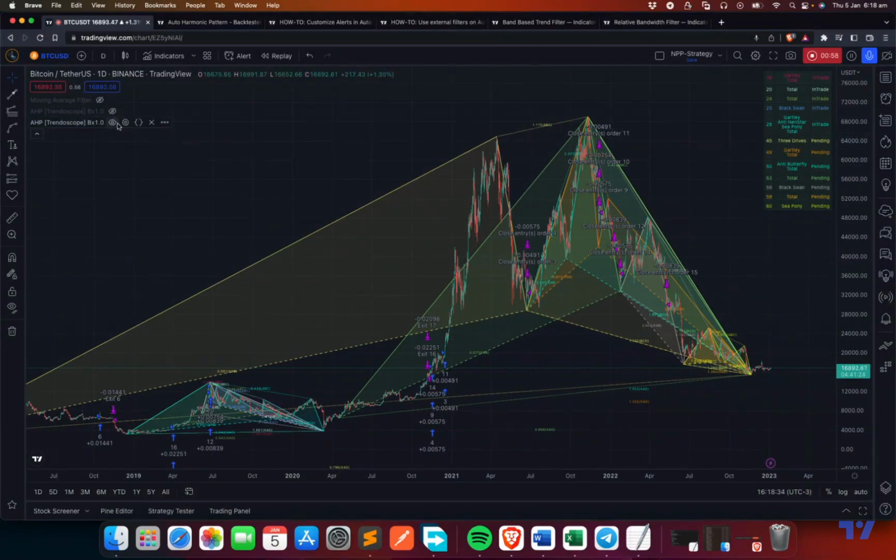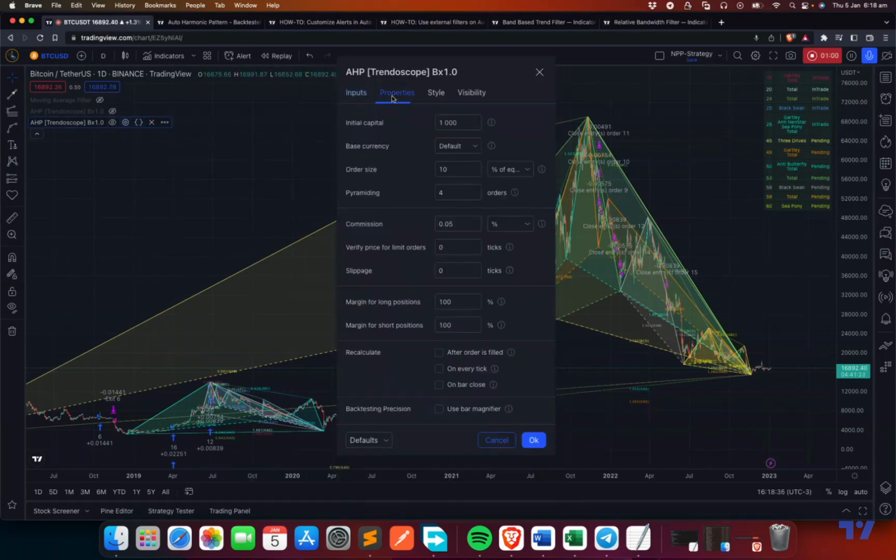Before going to the settings, a few things I want to mention in the strategy properties here. The margins are set at 100%, which means that no leverage is possible, so you can only use the capital or equity available with you for trading. Order size is 10% of the initial capital, 10% of the equity, and there's four pyramiding. There are a bit of issues with these options.